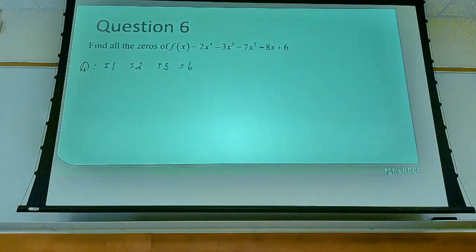How many positives are we going to have? So how many sign changes for f of x? 1, 2. And then that's going to be two again.